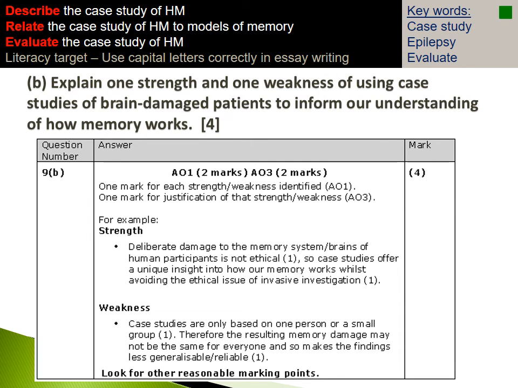In terms of strengths and weaknesses of using case studies of brain damaged patients, deliberate damage to the memory system or brains of human participants is not ethical, and therefore case studies offer a unique insight into how memory works, whilst avoiding ethical issues of invasive investigations. However, the weaknesses: case studies are only based on one person or a small group, therefore resulting memory damage may not be the same for everybody, making the findings less generalizable and less reliable because we can't test them for replication.